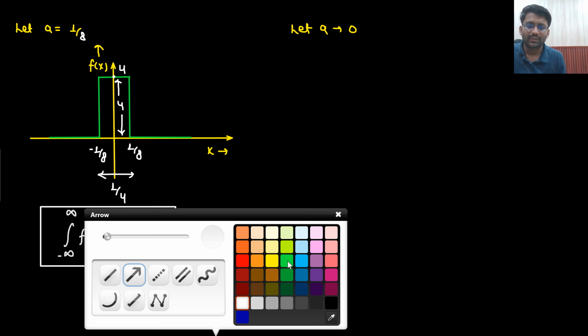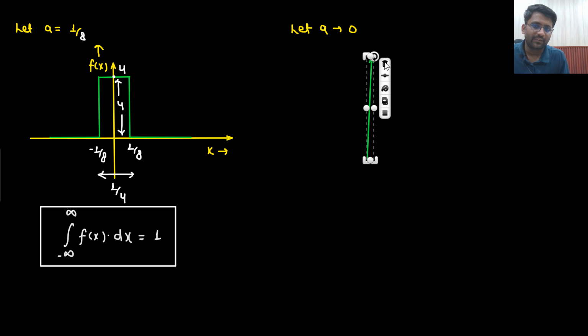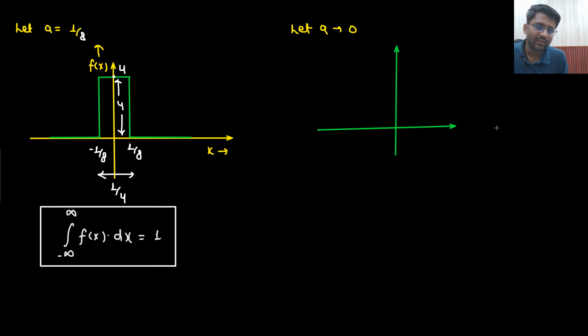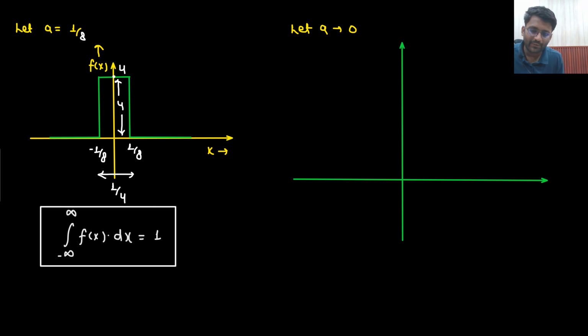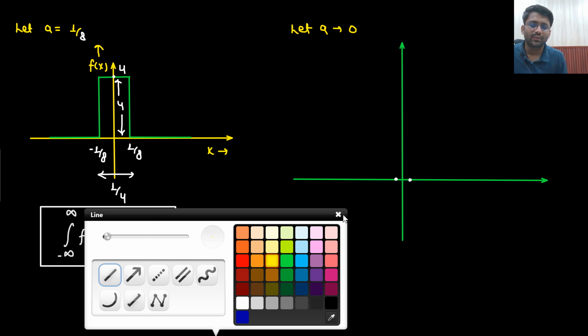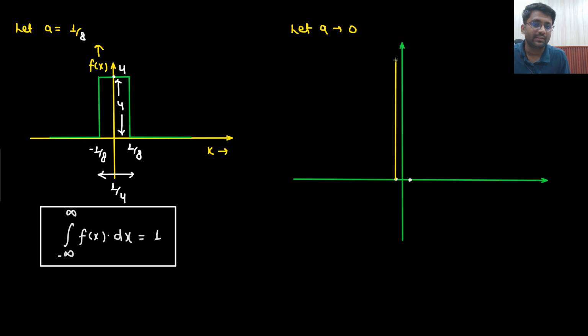If a tends to 0, then the graph would look somewhat like this. The width has become very small, so the length will become very, very large. So just let me know one thing: if this width is tending to 0, then your length will tend to what? If this is tending to 0, then your length will tend to infinity.